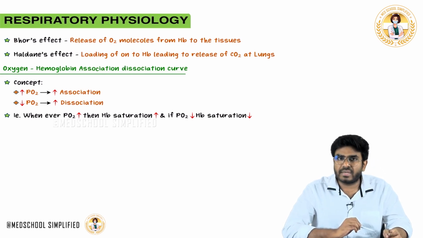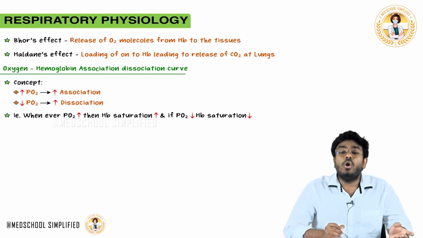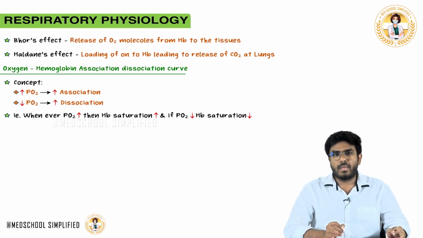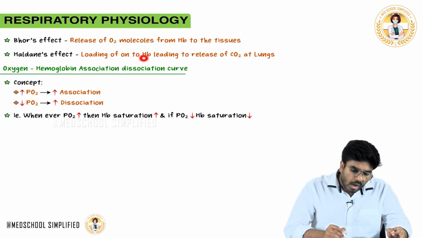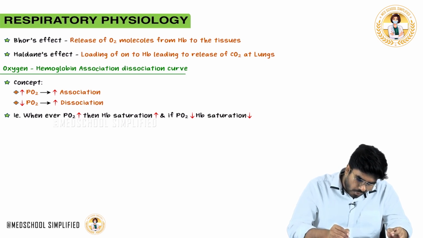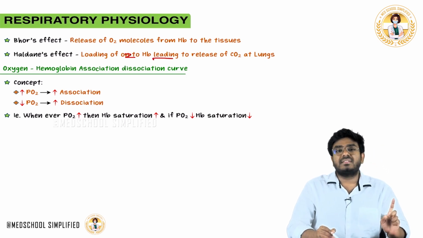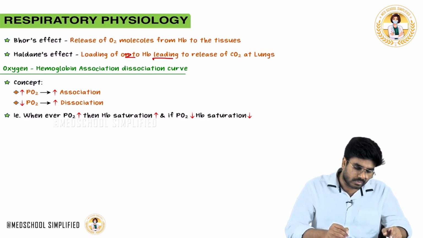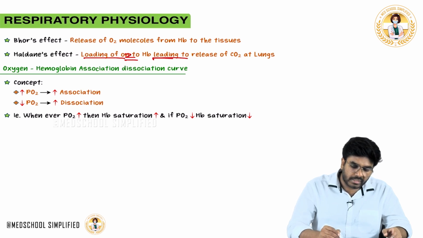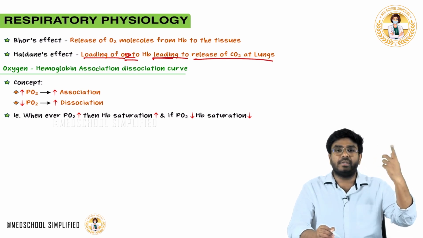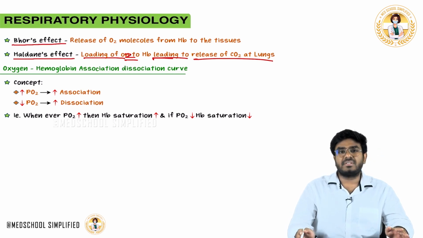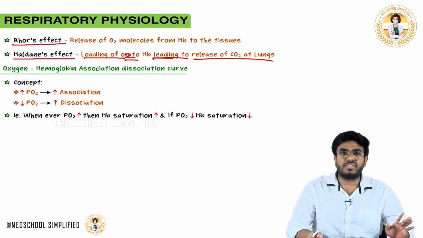What is Haldane's effect? Haldane's effect is the loading of oxygen onto the hemoglobin molecule. This is O2. This is loading of oxygen to the hemoglobin, and at the same time unloading of the carbon dioxide. Later we will discuss this in carbon dioxide transport. Loading of oxygen to the hemoglobin leads to the release of carbon dioxide into the lungs. This effect is called Haldane's effect. Haldane's effect happens at the level of lungs, Bohr's effect happens at the level of tissues.